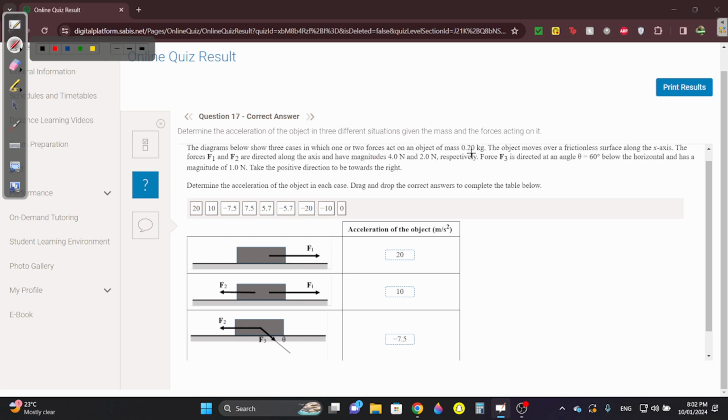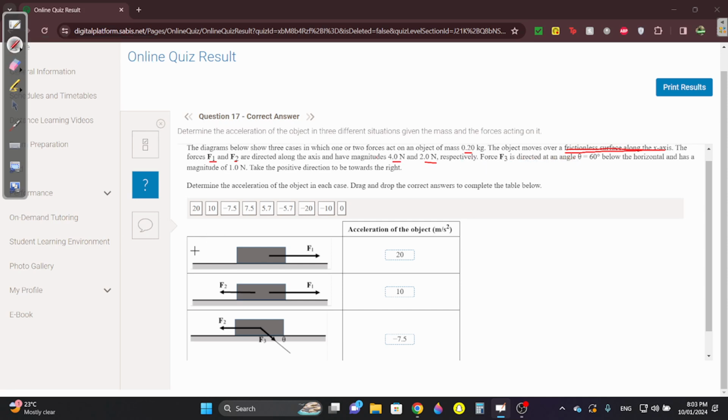Okay, here they gave us an object that has mass 0.2 kilograms. The object moves over a frictionless surface along the x-axis, so we're neglecting friction. So they're telling us to forget about friction. There are forces F1 and F2. Okay, F1 is 4 newtons and F2 is 2 newtons. Force F3, forget about F3. That's for part C. But for now, let's look at F1 and F2.